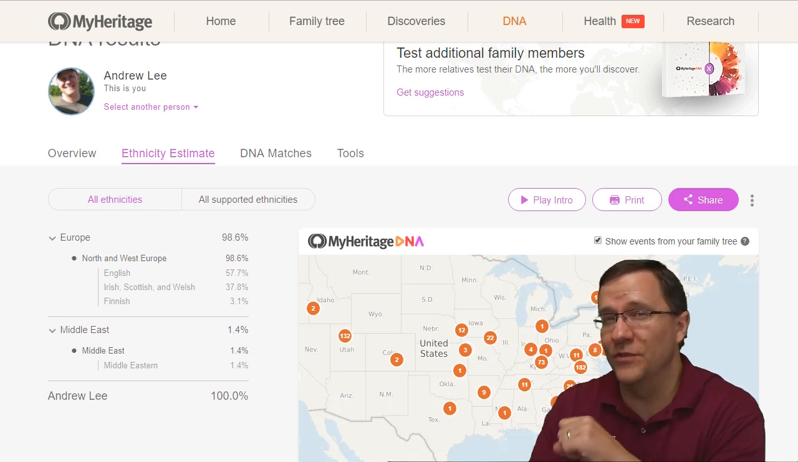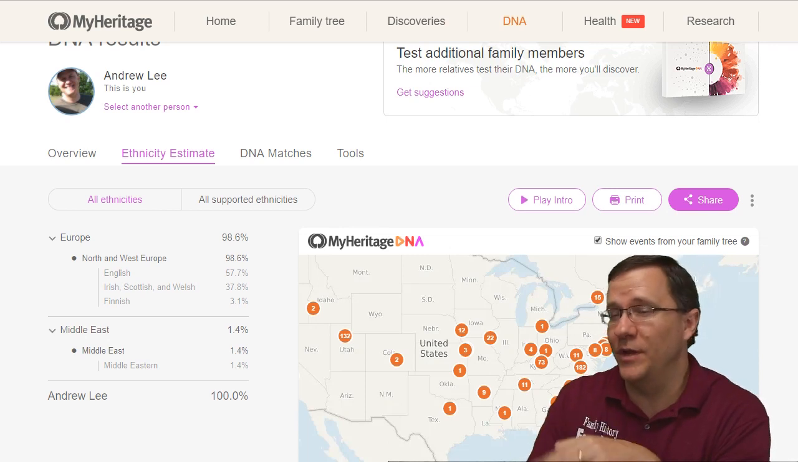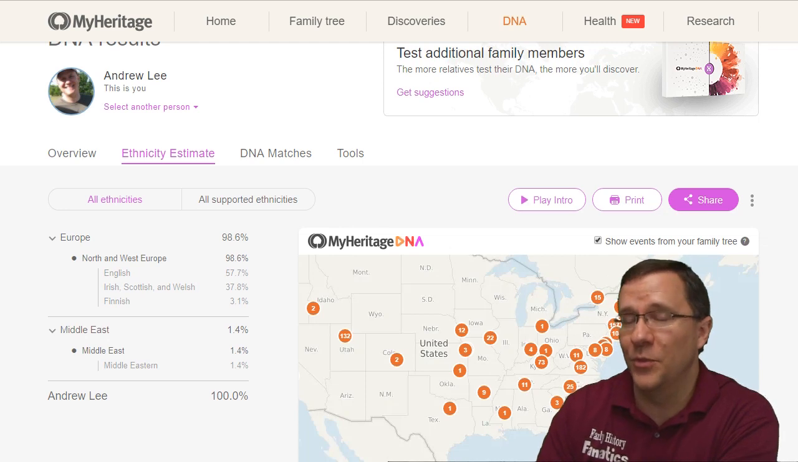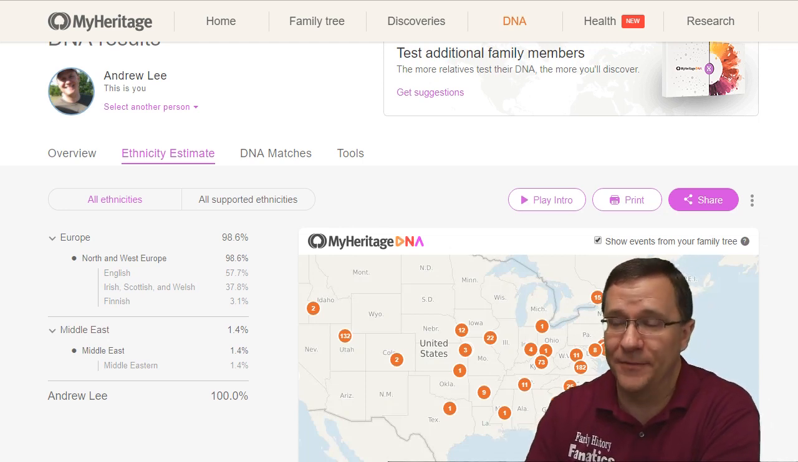So that's one of the reasons why you should put a family tree on MyHeritage, is just to start to see how that overlaps with whatever ethnicity results you have.